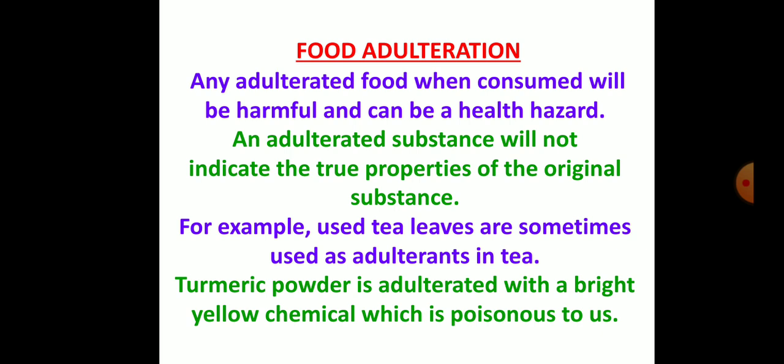Any adulterated food, when consumed, will be harmful and can be a health hazard. An adulterated substance will not show the true properties of the original substance. For example, used tea leaves are sometimes used as adulterants in tea. Turmeric powder is adulterated with a bright yellow chemical which is poisonous to us.